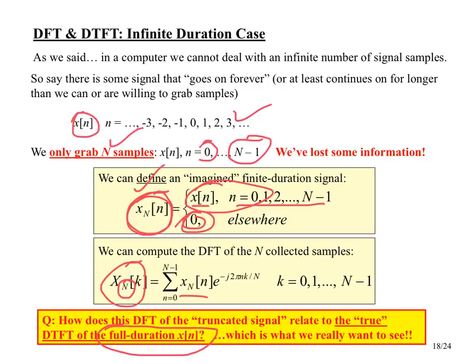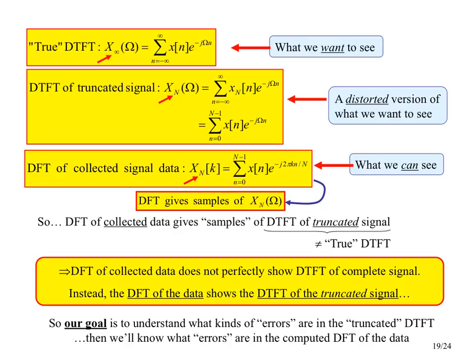This finite duration collection, what kind of impact, what does it do to us? What kind of thing does it cause? What kind of error? And we'll be able to characterize that. So to talk about all these different things, we need to call different things different names.